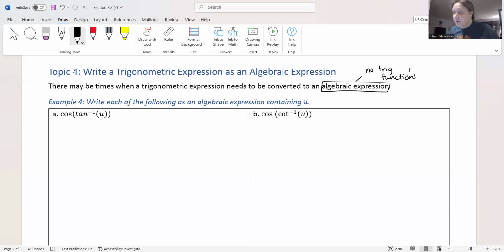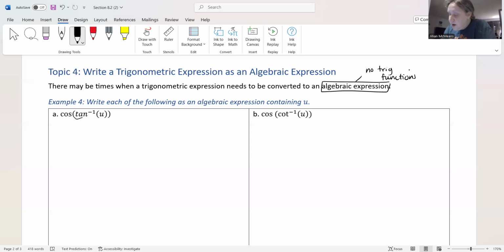Okay? So for example 4, it says, write each of the following as an algebraic expression containing u being the variable that we're going to have here. So like I said, they're a little weird. It's not like the worst thing ever. It's just kind of strange. Okay? It's going to feel strange, but it's really stuff that you already know how to do. So it's not like you're really learning anything shockingly new. Okay? So for part A, we have cosine of inverse tan of u.